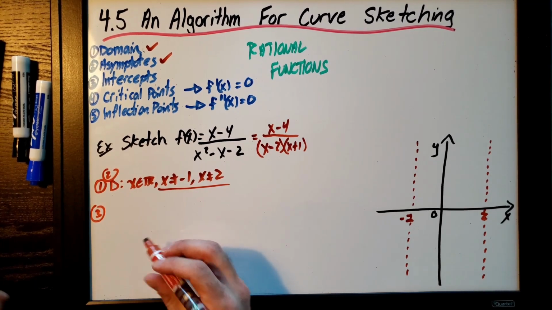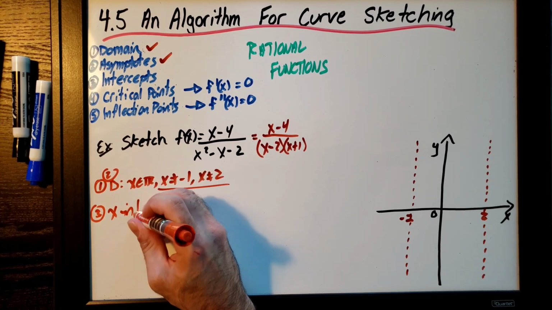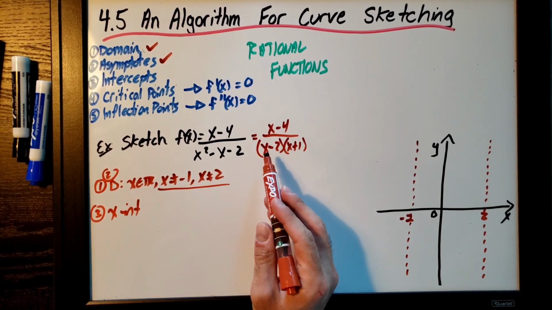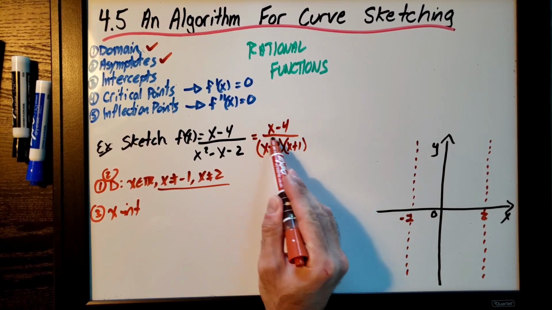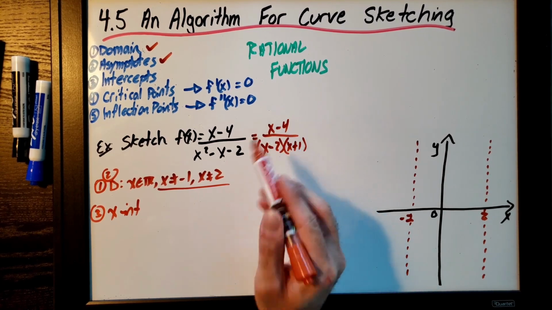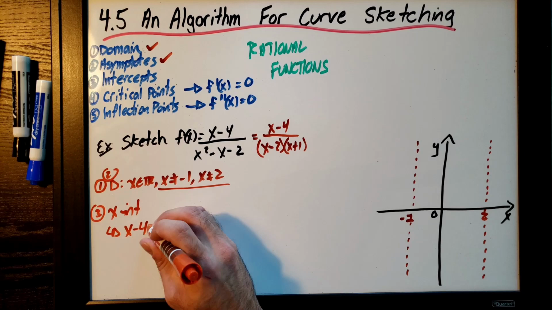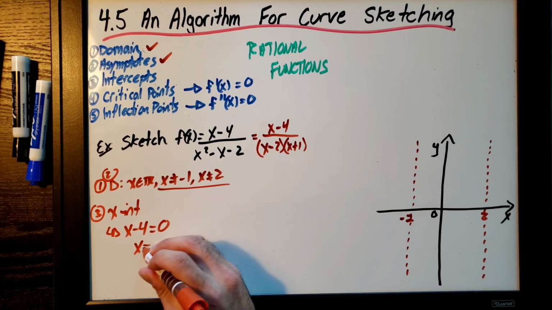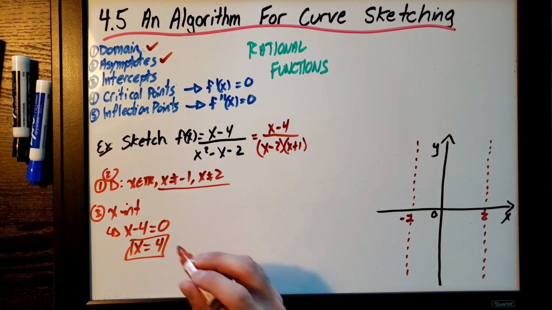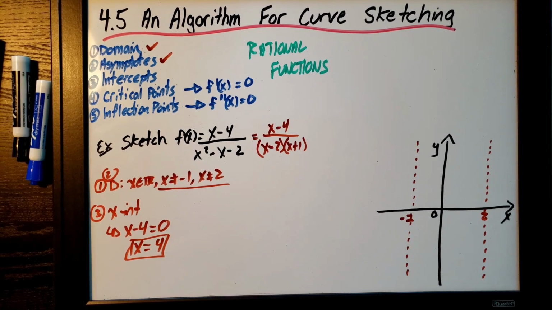Okay, the x-intercept is pretty straightforward. If I want to find an x-intercept for a rational function, you just look at the numerator on top. So the x-intercept is when x minus 4 equals 0. This is when x equals 4. Okay, so at 4, I didn't have terrible scale, but it's okay. I'm just going to put a 4 here, and I have a point there.